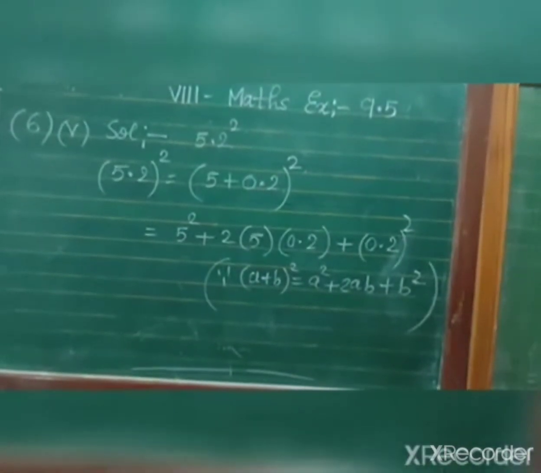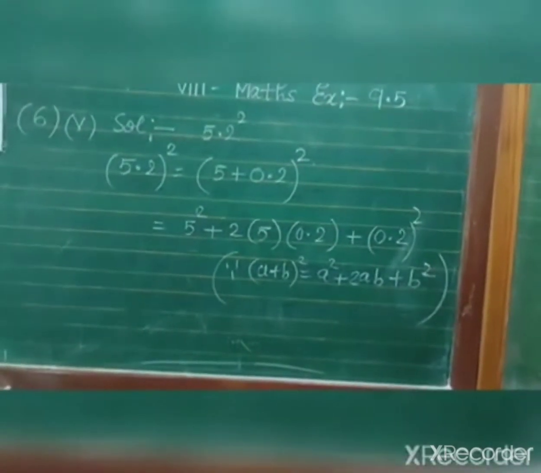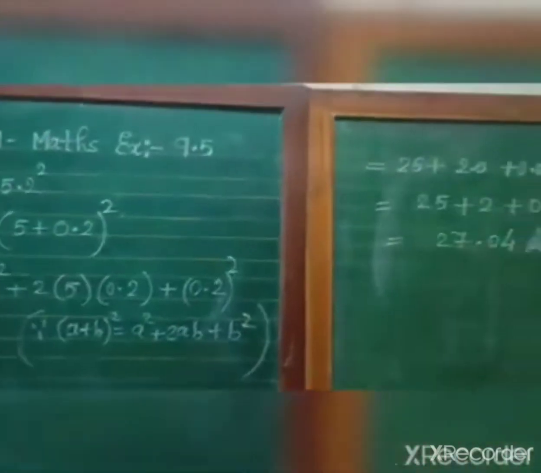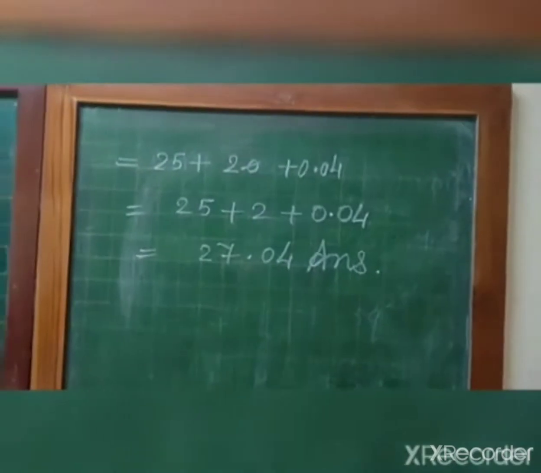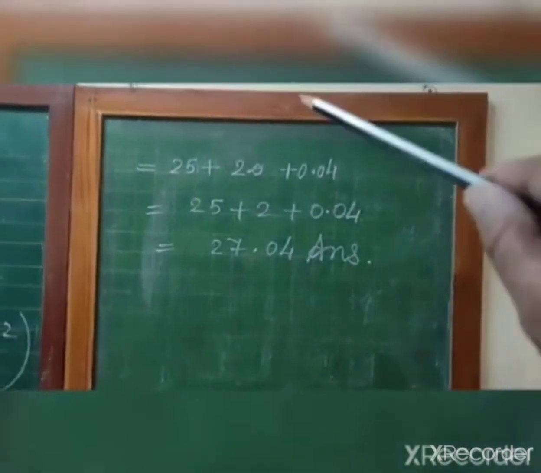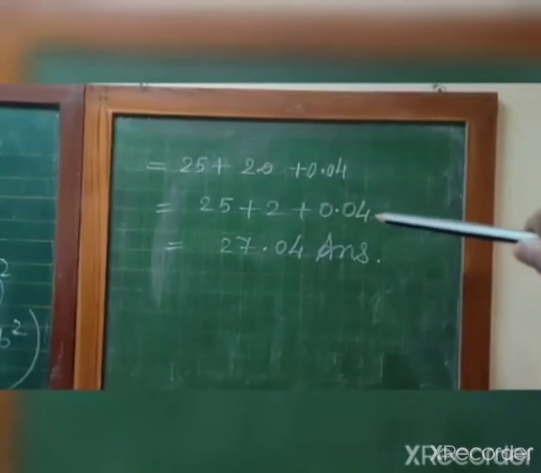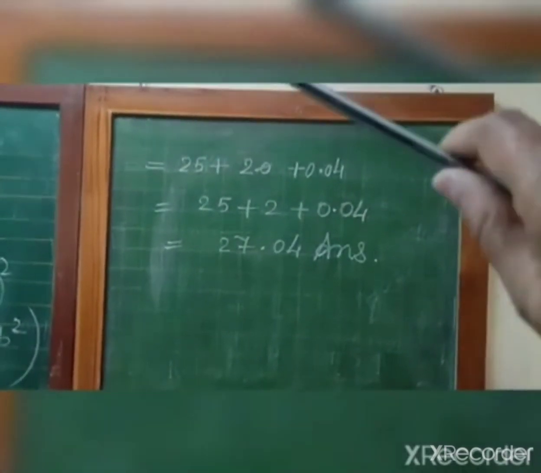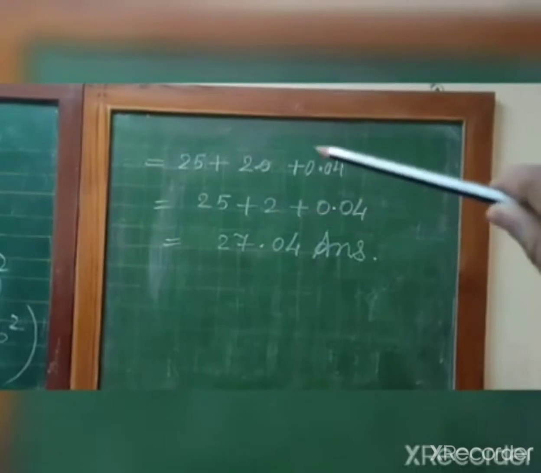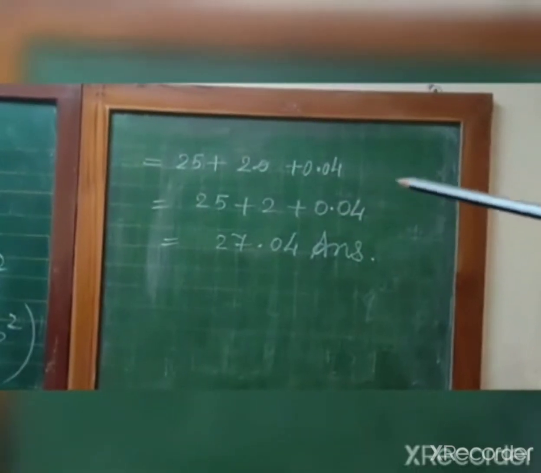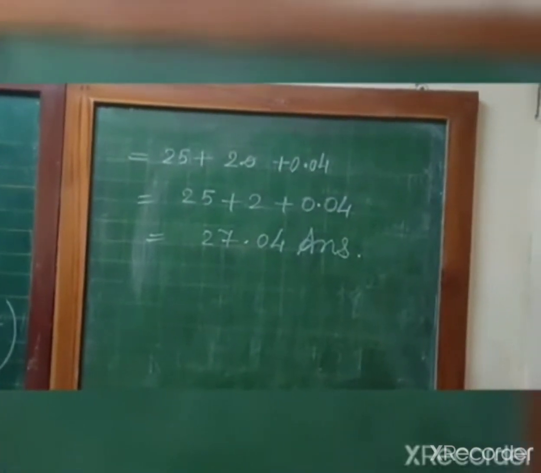Okay, but here before 2 digits we will put a decimal. That means point. 25 plus 2.0 plus 0.04. So we can cancel this 0. So 25 plus 2 plus 0.04. So 25 plus 2, 27. 27 plus 0.04 will be the answer.